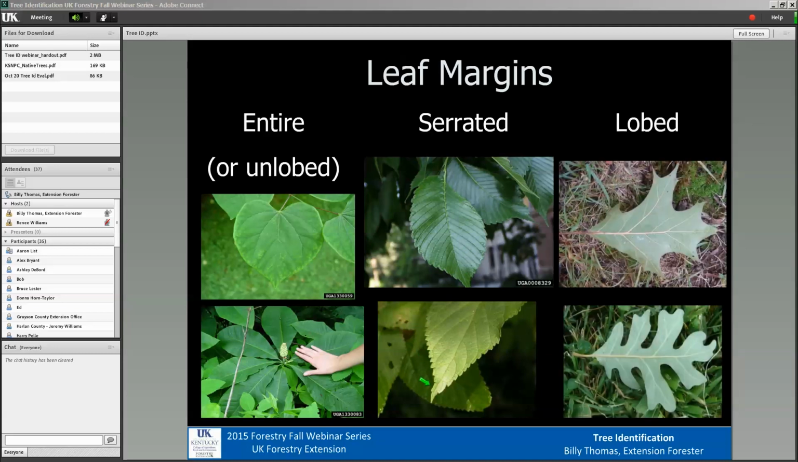And then next is the lobing. Here we have a red oak up here, and these are lobes here, and it has little bristle tips. Maybe a little hard to see in this picture, but they're there. And then here is a white oak, also with lobes, but with rounded tips.